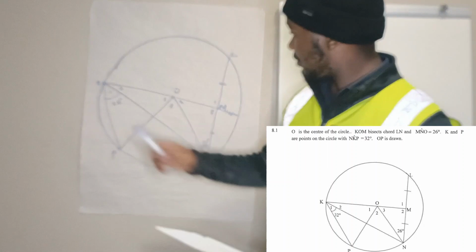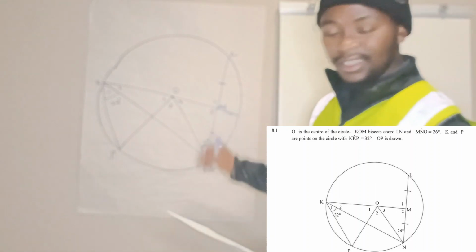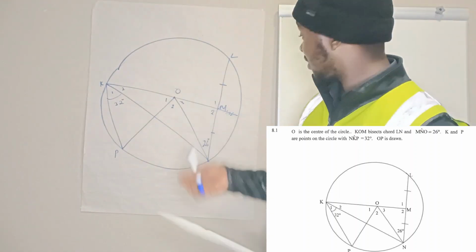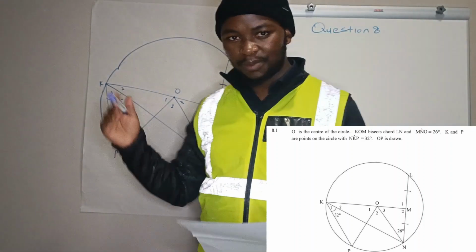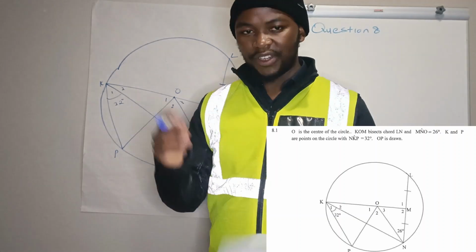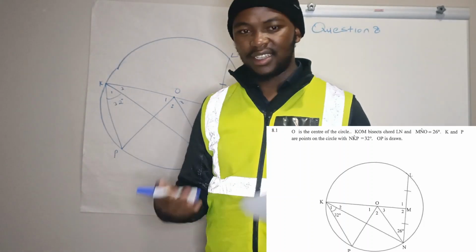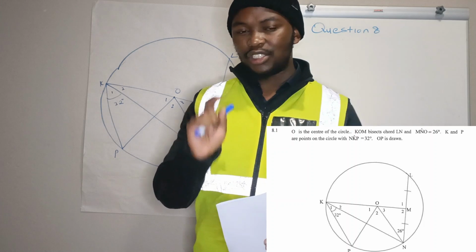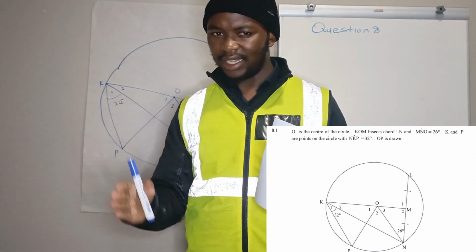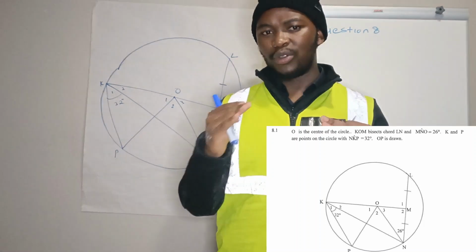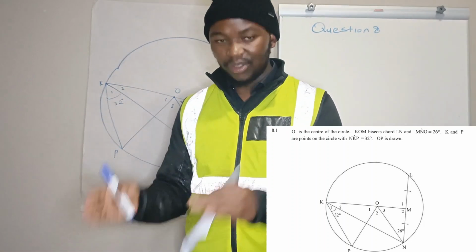KOM, let's locate KOM. There's KOM. It ends here. Don't mind this line here. They are saying it bisects LN, so this is LN. Just before we move past that, the difference between bisecting and intersecting. When two lines intersect, it means they meet. One line can bisect another line only if they intersect. So we know that before we can bisect, we need to intersect. But it doesn't mean when you intersect, you have bisected.